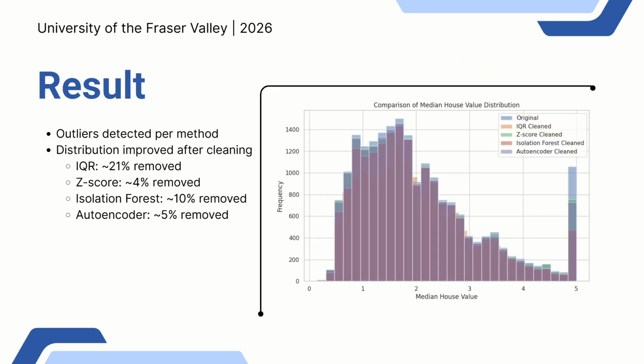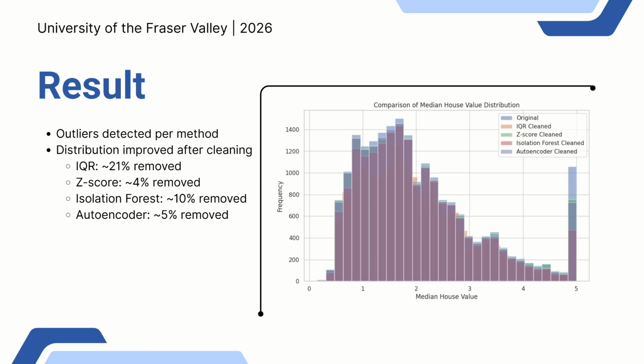Now let's look at the results. Each method detected a different number of outliers. For example, the IQR removed about 20% of the data, which is quite high. Z-score only removed around 4%, but it did not work well because the data is not normally distributed. The Isolation Forest removed about 10%, which is a good balance between keeping data and removing outliers.